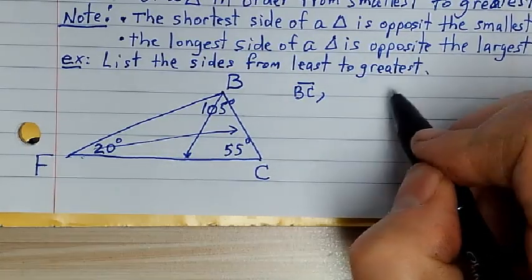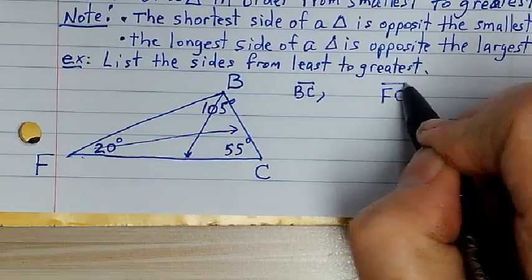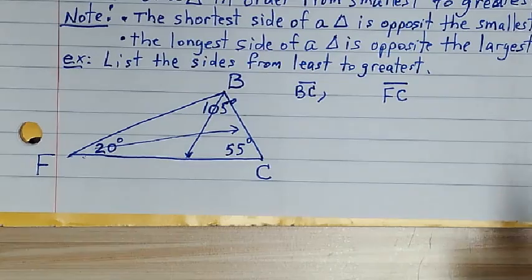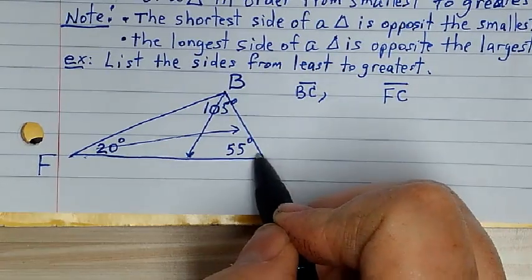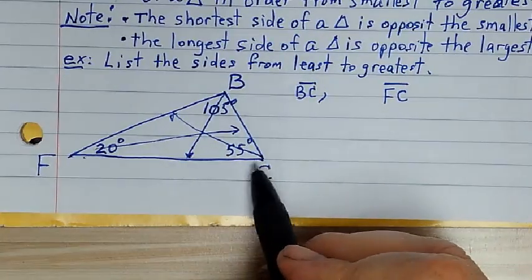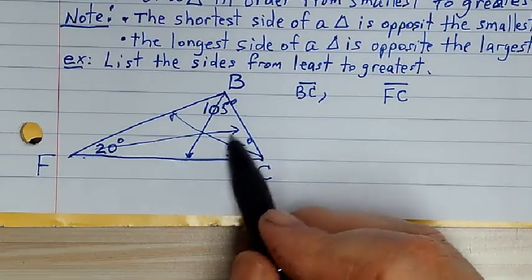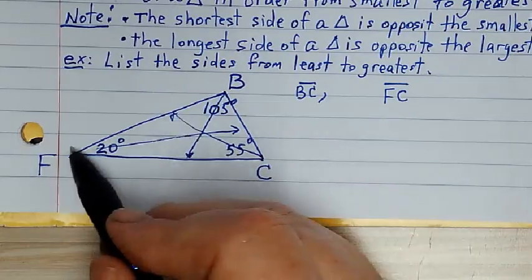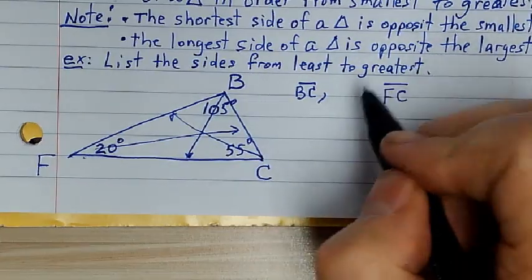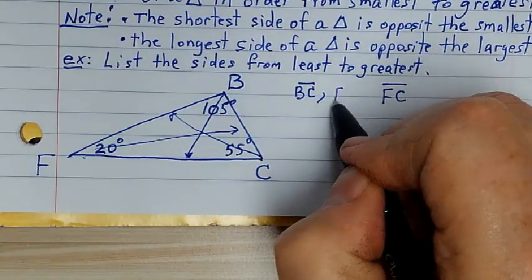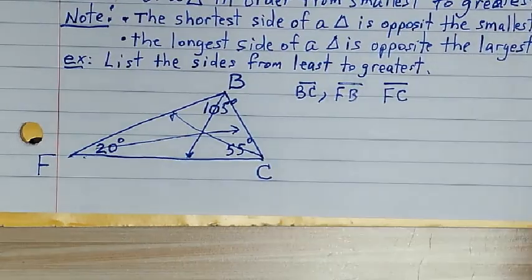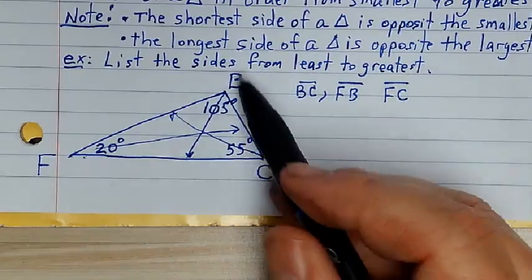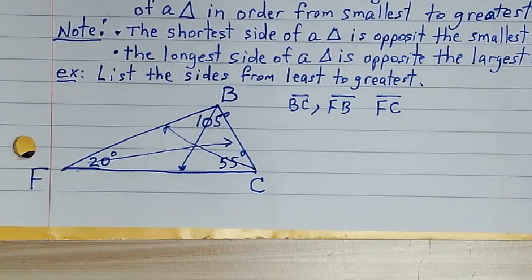Now there's one in between. It's not the longest and it's not the shortest. What side is that? Remember, C is the middle angle, so its opposite side will be the middle side, which is BF. Could I say FB also? Now I've just listed the sides in order from smallest to largest, based on the opposite angles. Did that make any sense? Any questions?